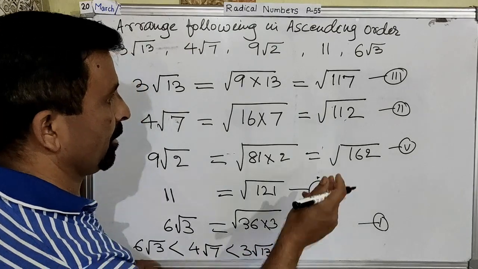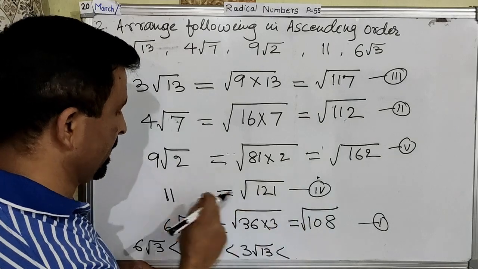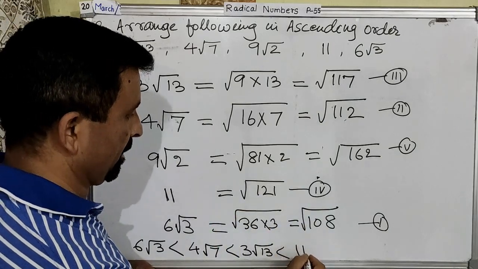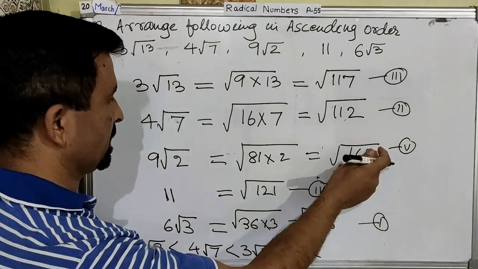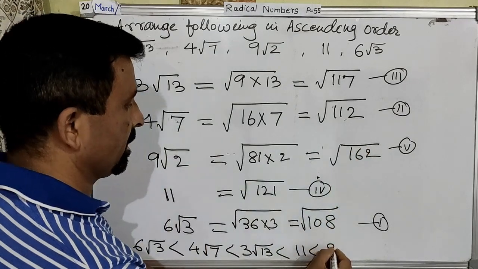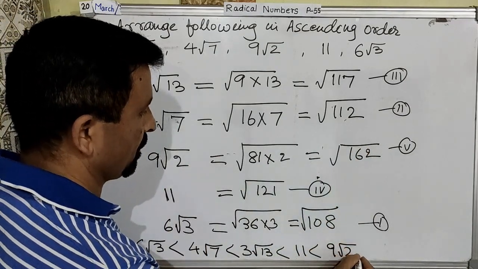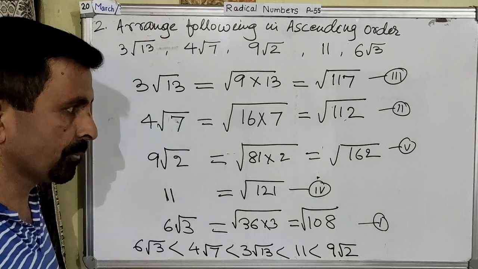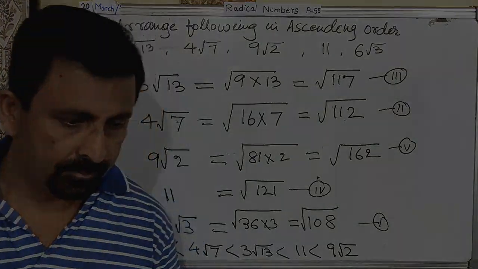Less than. Now number 4. Number 4 is 121 and it came from 11. So 11. And then the last one is this, which has come from 9 root 2. Done? This is your question number 2.